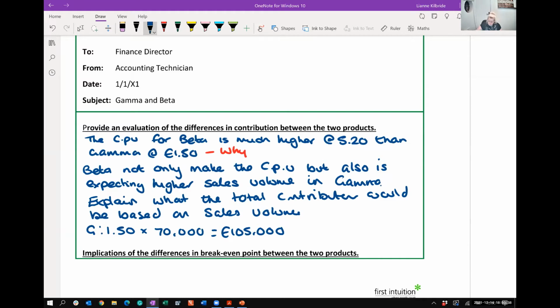£105,000. Okay, whereas beta, if we're using £5.20 contribution and we're doing 50,000 units, we can see that the total contribution there is £260,000. So by making beta with that higher contribution, still based on the volume, we're getting near enough double the amount of contribution, which is quite understandable given the fact that our variable costs were a lot higher in terms of the gamma product. Okay, so that's how far you need to go in terms of answering that question.